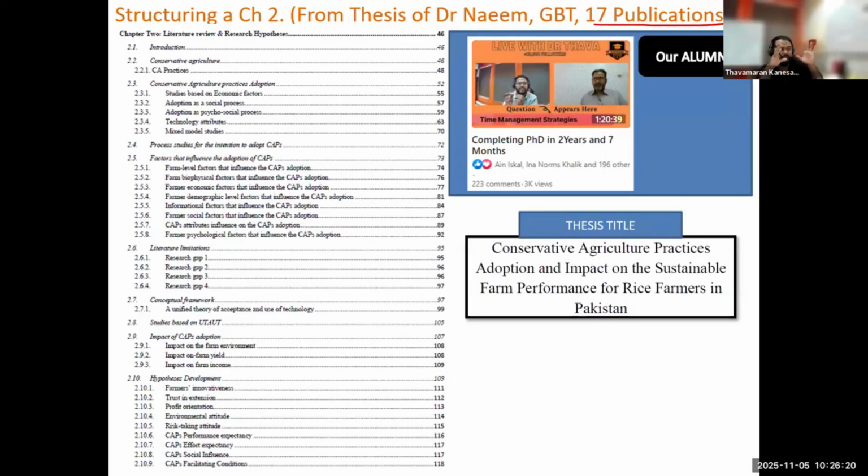So that's why I want to show you this first, so you'll appreciate what I mean before I show the next ones, okay? So if you look at this, the main topic here is the solution that they want to investigate: conservative agriculture practices adoption, and impact on the sustainable farm performance. These are the two elements that they want to see.